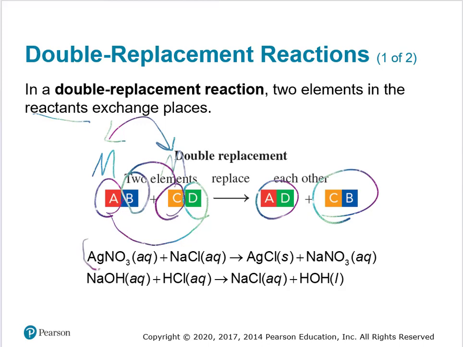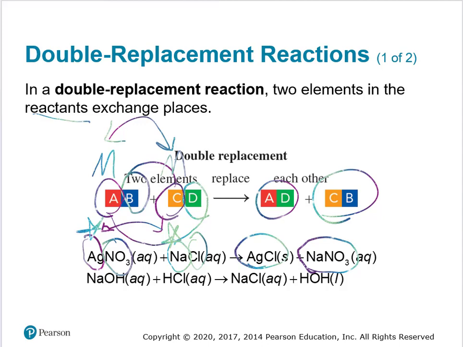In this case, I have silver nitrate plus sodium chloride. Silver and sodium are both metals, so they're just going to swap spots. I would be left with sodium nitrate and silver chloride. It doesn't matter which order you have them in.